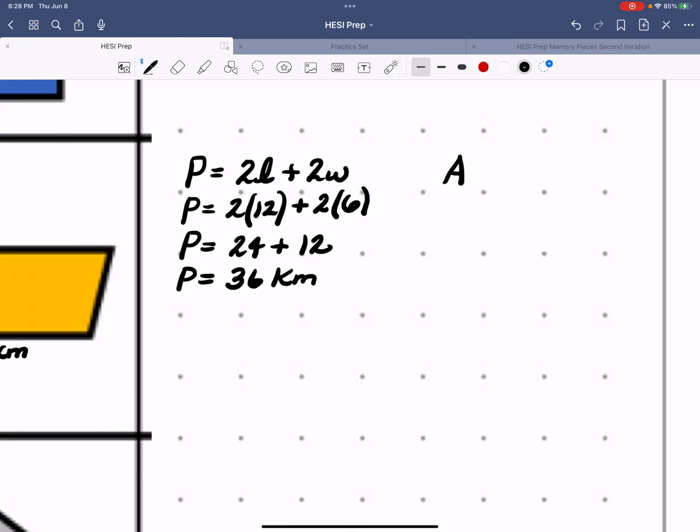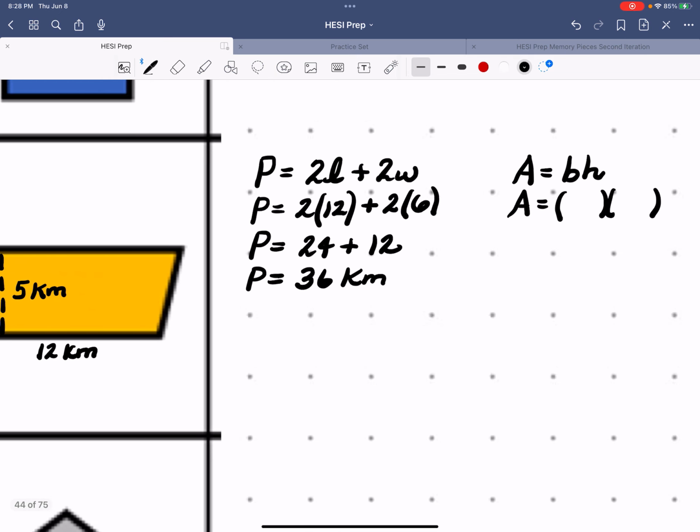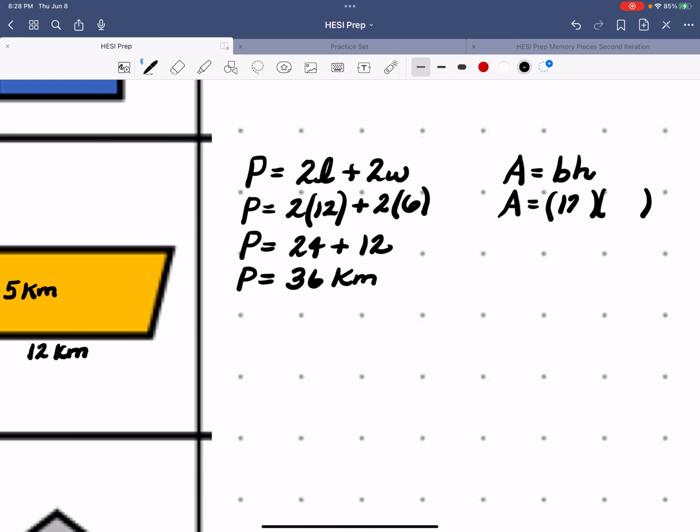The area for a parallelogram is base times height. Base times height is 12 times 5. So that's 60 square kilometers, or 60 kilometers squared.